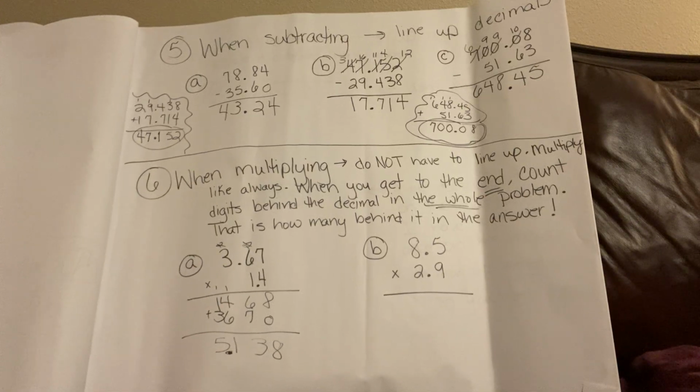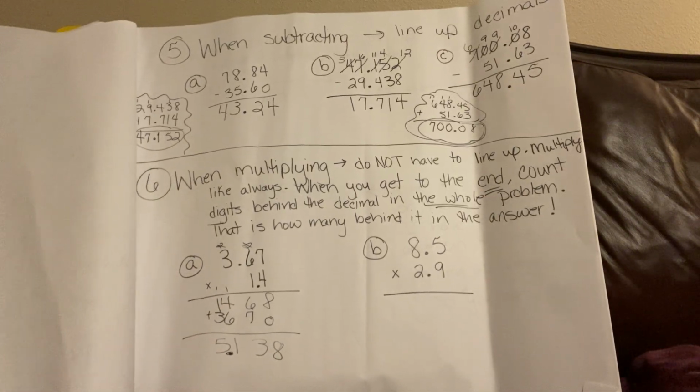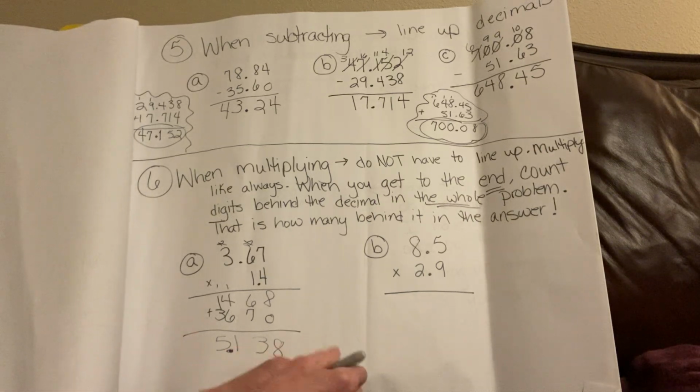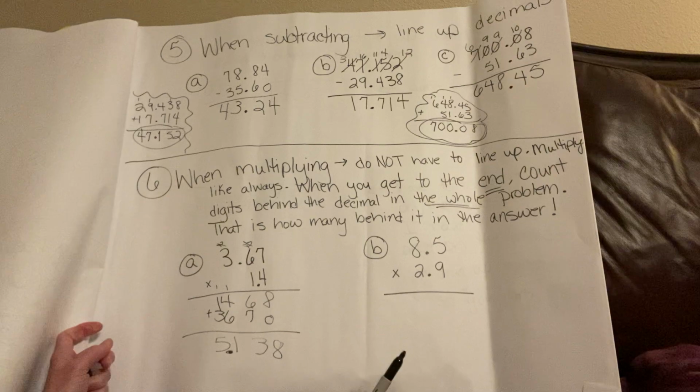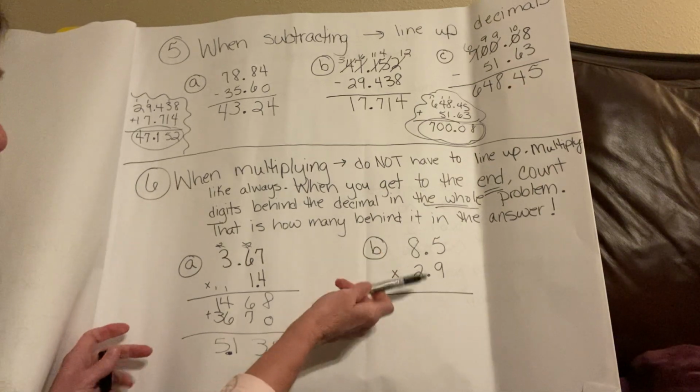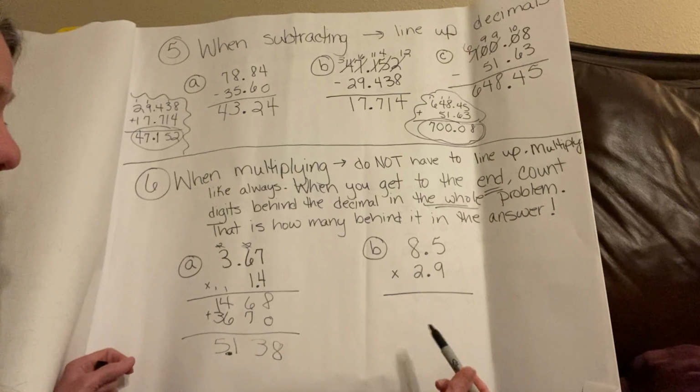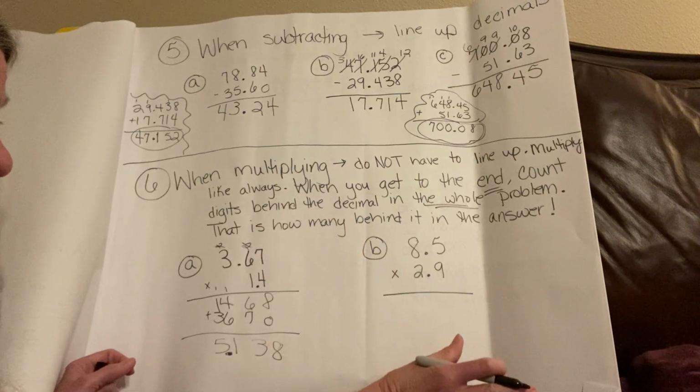We're back. All right, so on the next one, we have 8.5 times 2.9. So I write my problem down. Now on this one, they just happen to line up. They do not have to. We're just lining up digits. Don't worry about where it's going to go right now.